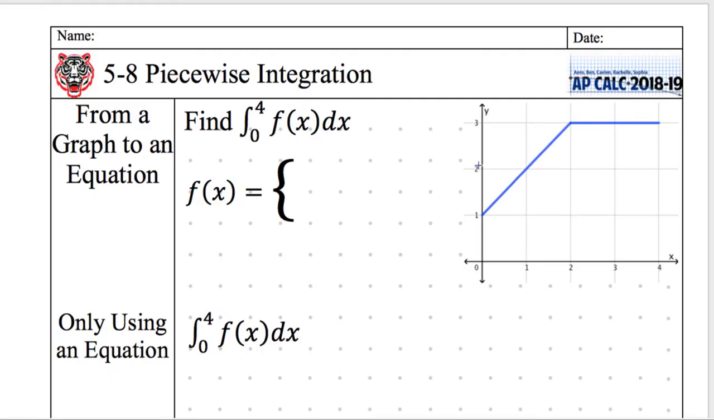Calculus! This is AP Calculus Lesson 5-8, Piecewise Integration.